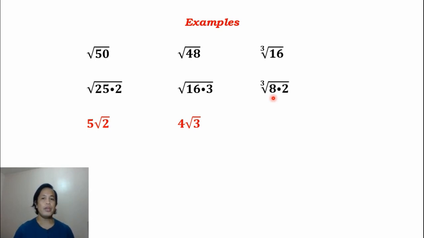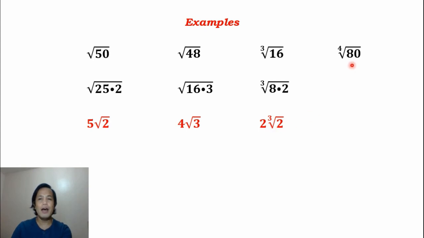Then we place 2 outside the radical symbol. So our final answer would be 2, which is the cube root of 8, times the cube root of 2, since 2 is not a perfect cube. So our final answer for the cube root of 16 is 2 times the cube root of 2.